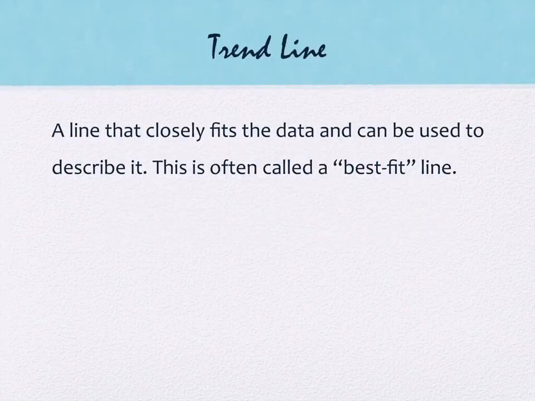So we're going to do a scatter plot for this in just a second. But I also want to talk about a trend line because it's highly connected with scatter plots. So a trend line is not a line graph, but it is a line. It is a line that closely fits the data, as close maybe as it can anyway, and can be used to describe it. And sometimes you hear it referred to as a best fit line or a line of best fit.